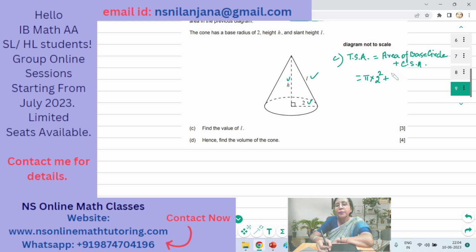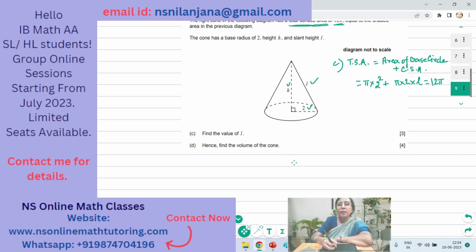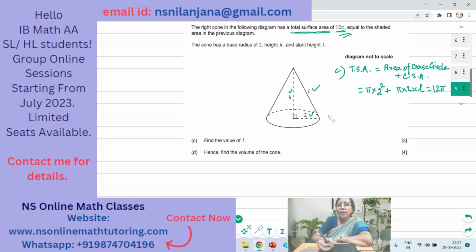If you have forgotten the formulas, you will be getting them in the formula booklet. I am just writing the formulas. If you want, you can verify these formulas from your formula booklet. Okay. So in place of r, I am just substituting the value of r as 2. The curved surface area is pi r L, so it will be pi times 2 times L, and this total surface area is equal to 12 pi, given. Okay?